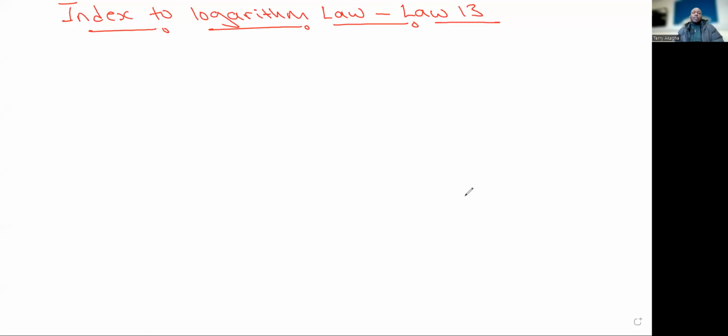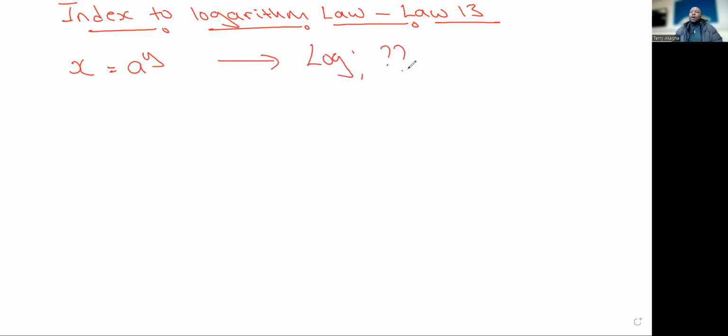So I want to talk about the index to logarithm law. This law enables us to swap between an index and a logarithm form. So if we have an index, something like x is equal to a raised to the power y, it's an index form. I want to change it so that it will be in a logarithm form. So log of something.